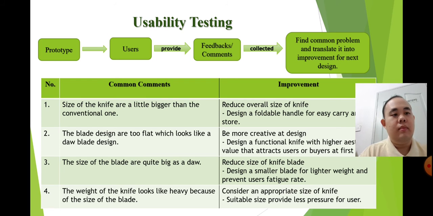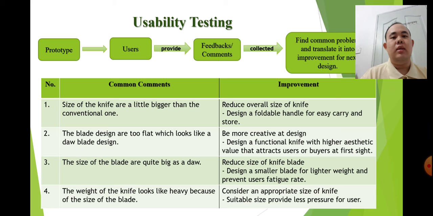In the table below, it shows the common comments and also the improvements for the particular problems. The first comment is that the size of the knife is a little bigger than the conventional ones. So the improvement we think of is to reduce the overall size of the knife. We should design a foldable handle for easy carry and storage. It's an example where we design a foldable handle so that they can fold the handle and easily carry and store it.